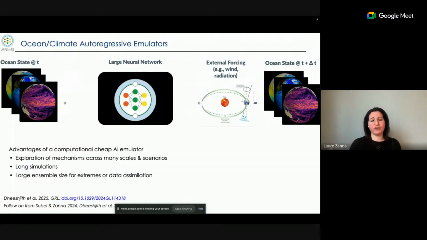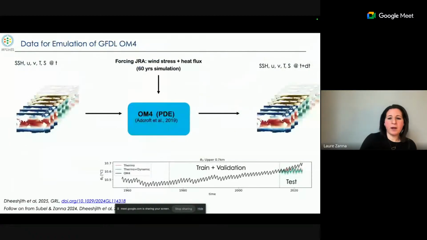The advantages of those cheap emulators, right? One, they're cheap. Even though they have a lot of parameters, they're still reduced models. So I can explore mechanisms at many scales because I can run many of them. I can run very, very long simulations. I can have large ensemble sizes if I want to study extreme events, or do data assimilation where I merge simulations and data together. We've been building those emulators now for 2 years or so, and I'll show you a couple of examples of the way we're approaching the problem.